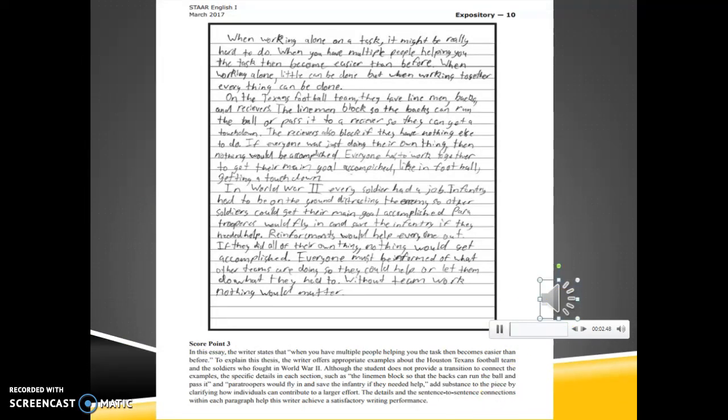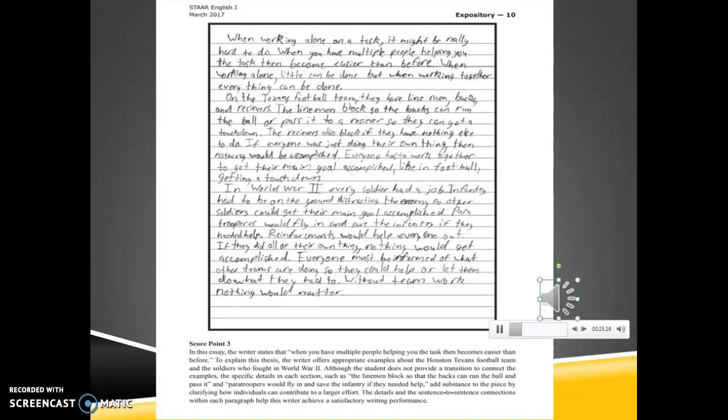Alright, so let's see what a 3 looks like. Remember that the prompt says, write an essay explaining how to work together to make a difference. So, when working alone on a task, it might be really hard to do. When you have multiple people helping you, the task then becomes easier than before. When working alone, little can be done, but when working together, everything can be done.